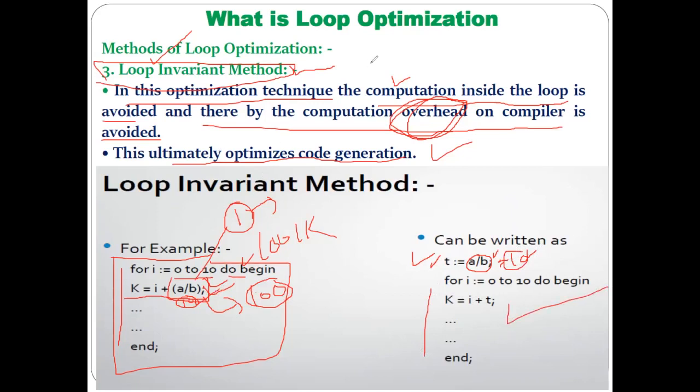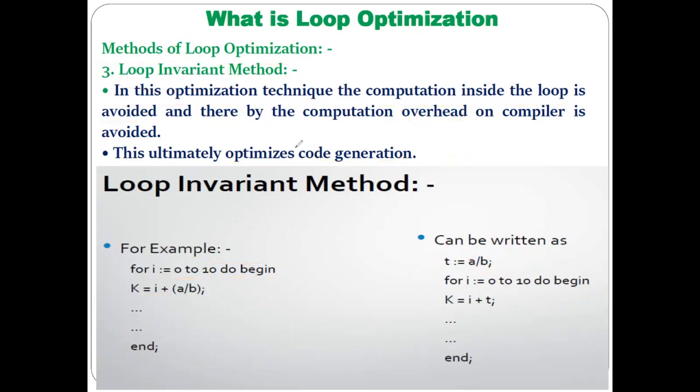Understood? So that is called the loop invariant code method, as a part of loop optimization, where we move the loop invariant code, the code which is not required inside the loop, outside the loop. Because of that, the computation overhead on the compiler is avoided. Such a technique is called the loop invariant method.